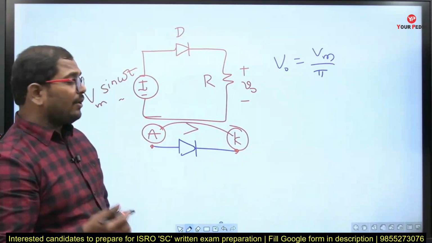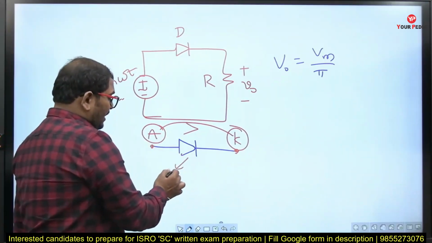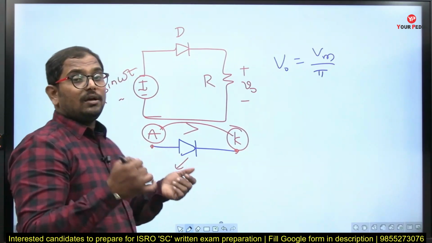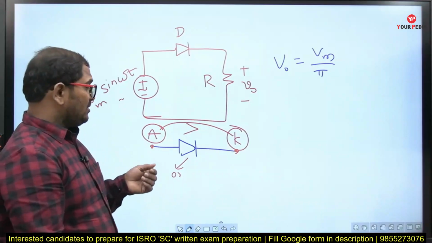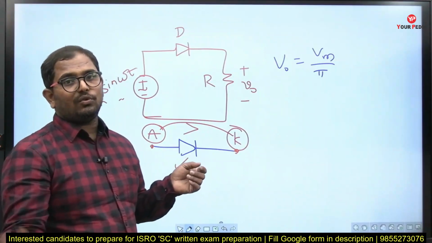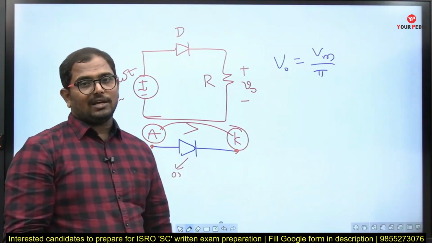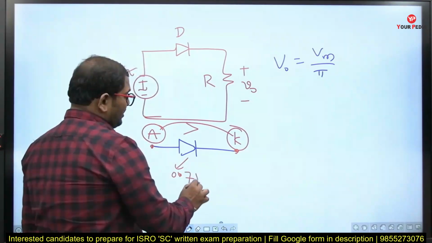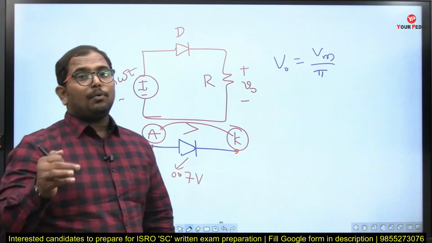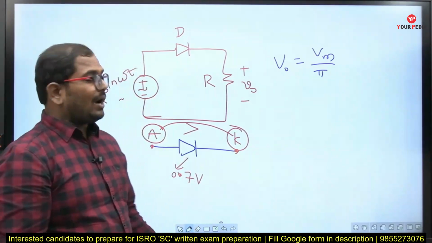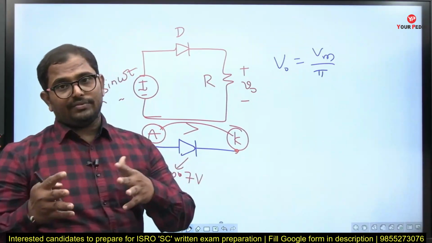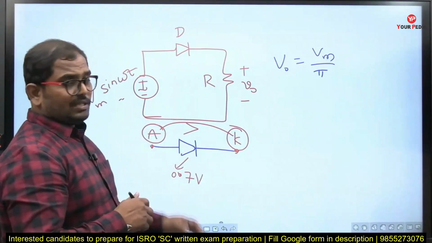If it is an ideal diode, just after the voltage crosses zero, even 0.0001, your diode will immediately conduct. If it is a practical diode, there will be a cut-in voltage of 0.7 volts for silicon and 0.3 volts for germanium. So until the voltage reaches 0.7, your diode will be in the off state. So these are the things.